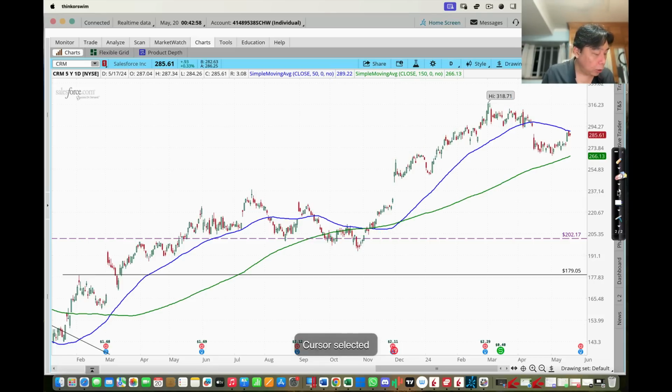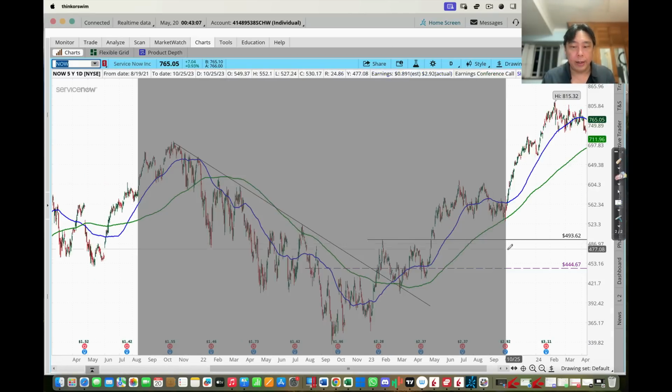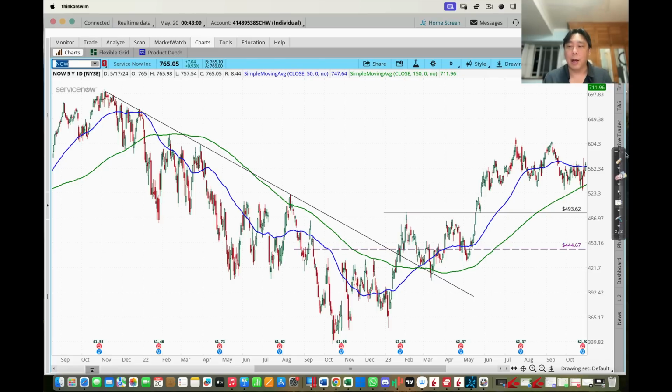One more example, let's take a look at ServiceNow. Make sure you guys get familiar with this technique. Okay, there we are, ServiceNow. There's our downtrend. That's the trend line. That's the break of the trend line. As you can see, it breaks the trend line, goes up.